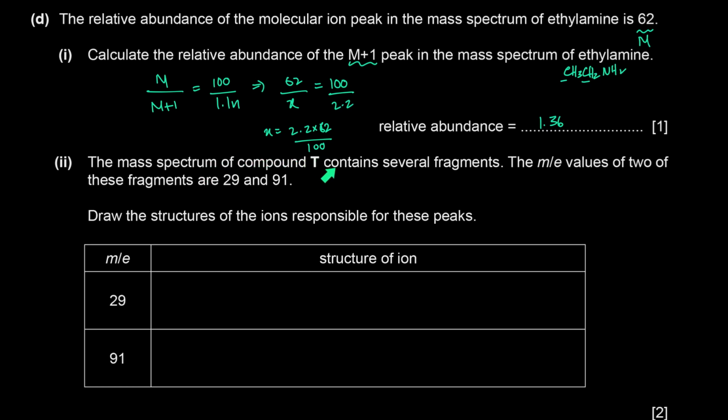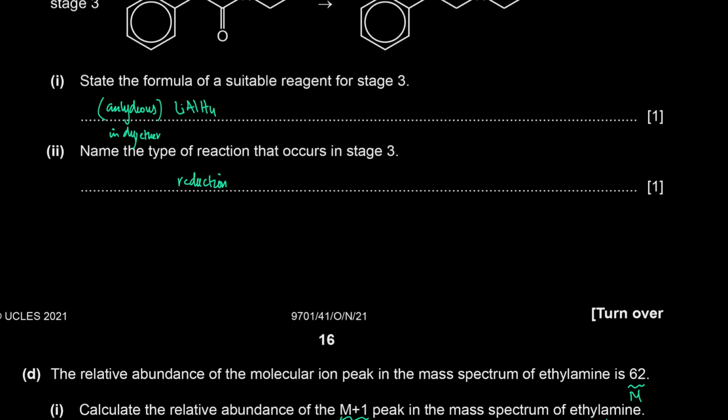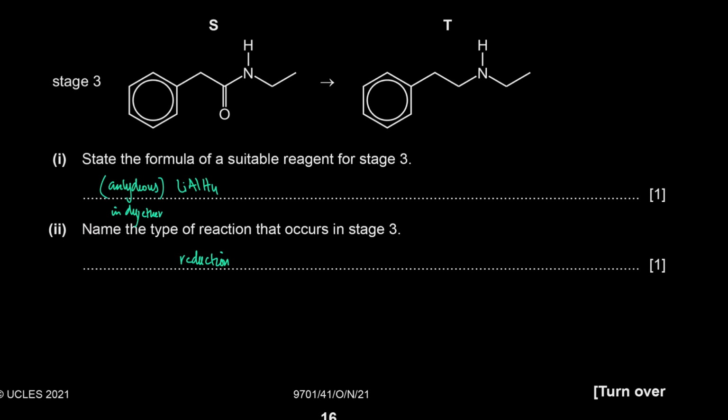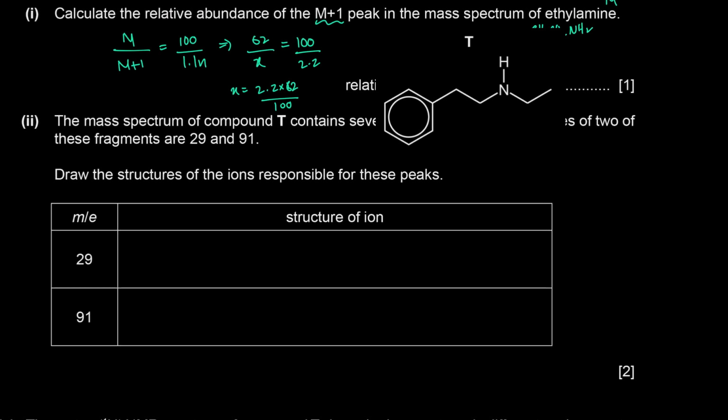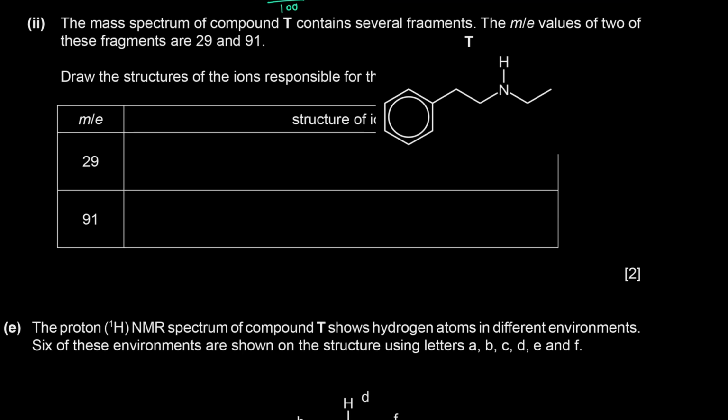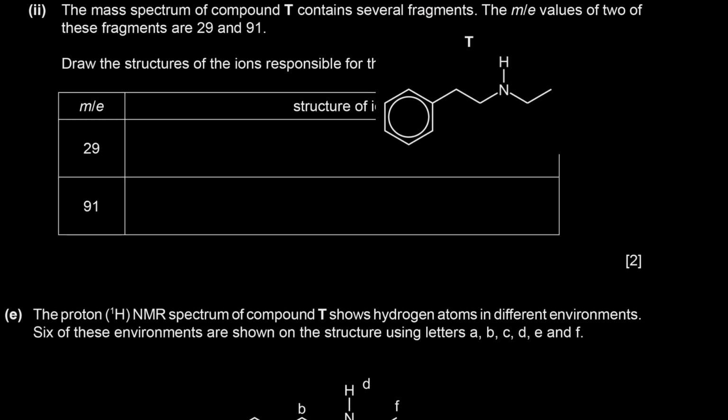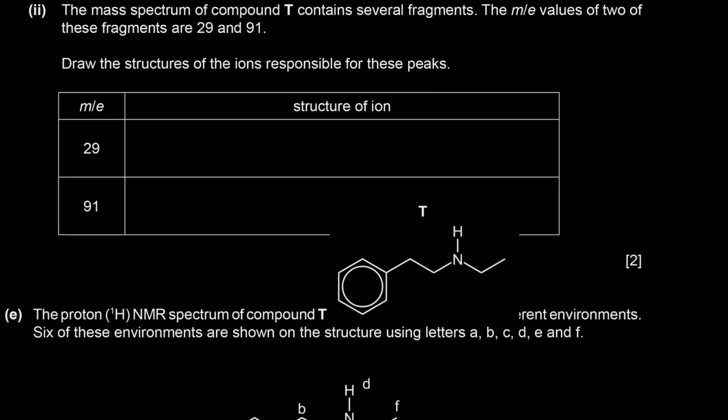The mass spectrum of compound T contains several fragments. The mass to charge values of 2 of these fragments are 29 and 91. Draw the structures of the ions responsible for these peaks at 29 and 91. So if you look at compound T here, okay, this is compound T. So I'm just going to take a little bit of a screenshot here, right? We have compound T over here. And they want to know what fragments are responsible for the peaks at 29 and 91.